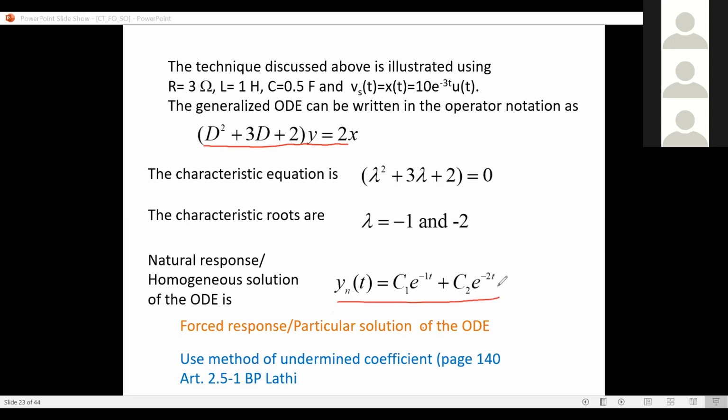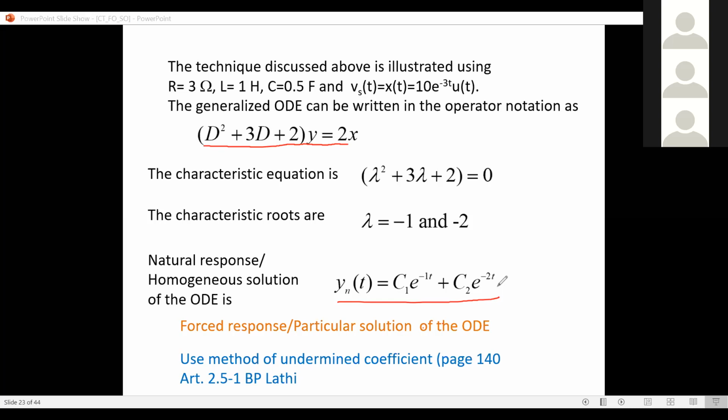A linear combination of these two terms will be there. Then these constants C1 and C2 you have to calculate. If we calculate C1 and C2 at this stage, then we will obtain y_n(t) completely. Then what will be the name of that y_n(t) in terms of signals and systems? ZIR. ZIR, exactly, very good. So it will be equal to ZIR.